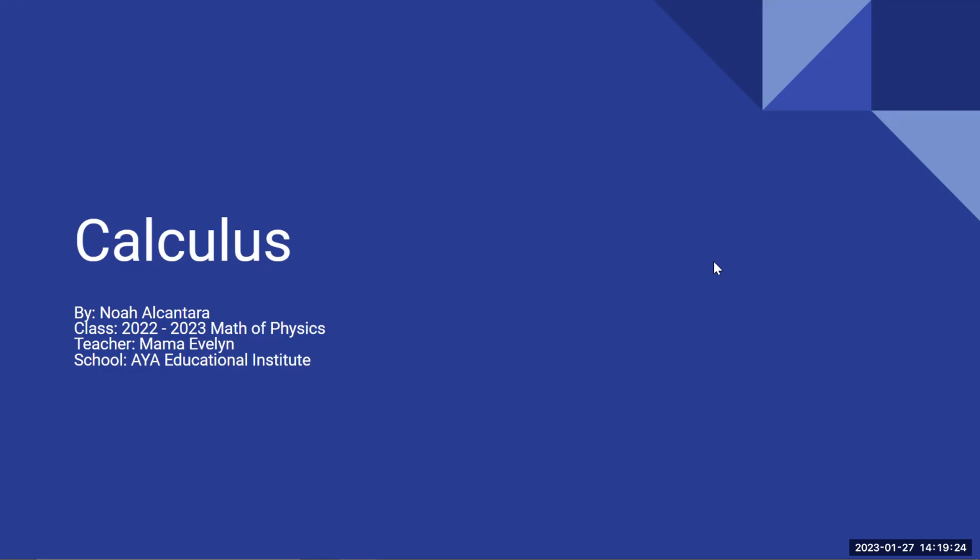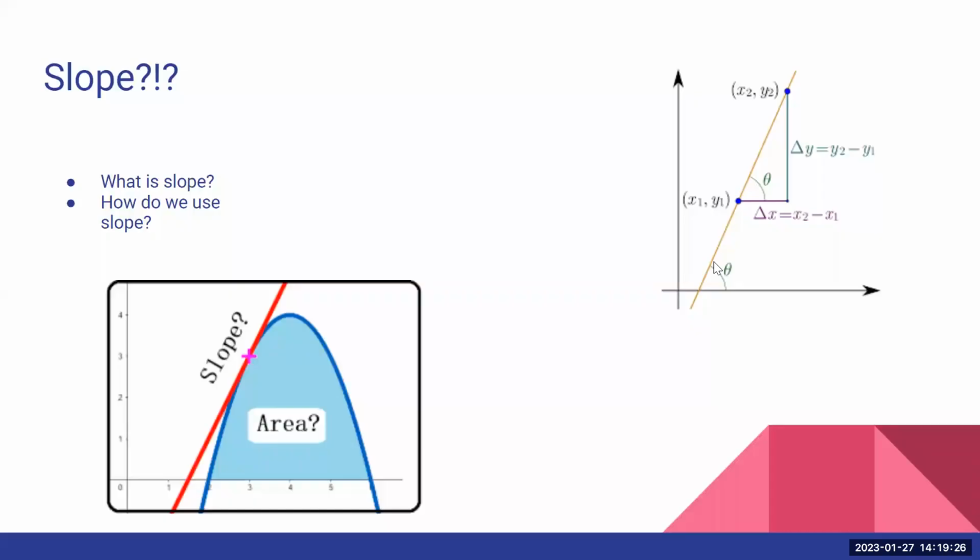Let's get into it. What is slope? Slope is the formula used to calculate the steepness of a line. The slope is a part of differential calculus. The x and y coordinates of the line are used to calculate the slope of the line. It is the ratio of the change of the y-axis to the change of the x-axis. The slope represents the change in x and y.